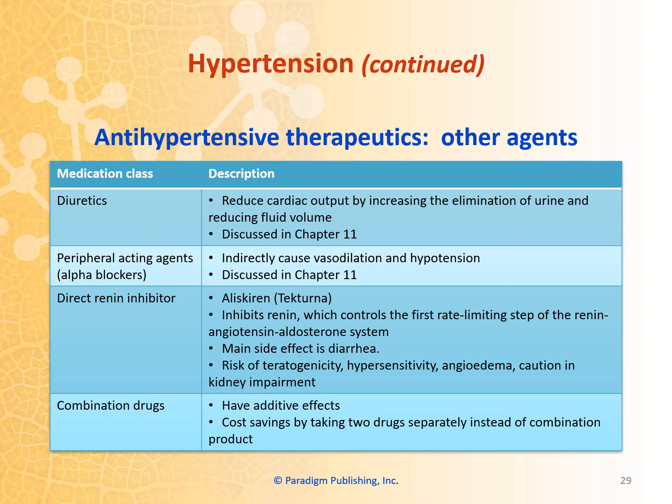There's other agents including diuretics, peripheral acting agents, direct renin inhibitor, and combination of drugs. There's descriptions there. Your book does go more into depth in those in chapter 12. And as mentioned in this chart, diuretics are discussed in the previous chapter, chapter 11, as well as peripheral acting agents.